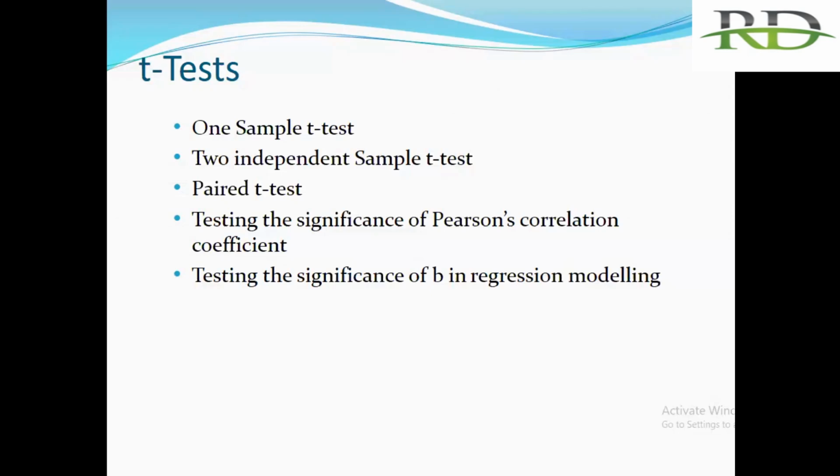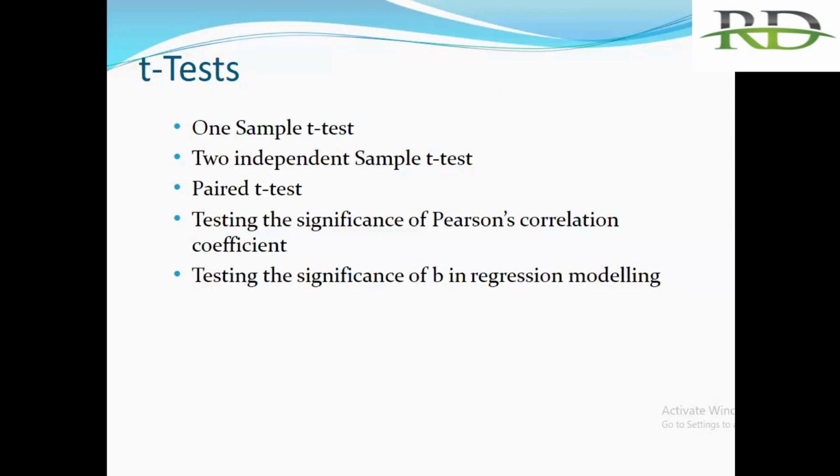Then what is paired t-test? I gave an example that suppose there are 10 individuals and they are all given a certain diet and they are followed for 1 month. After 1 month, their weight is again taken, to see whether the diet has resulted in weight loss or not. That is an example of paired t-test. So broadly, t-test can be used in 3 different ways: one sample t-test, independent sample t-test, and paired t-test.